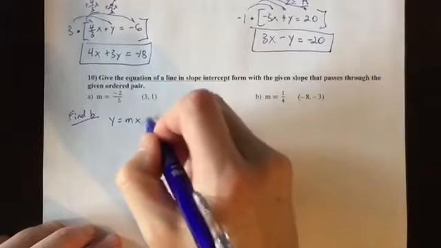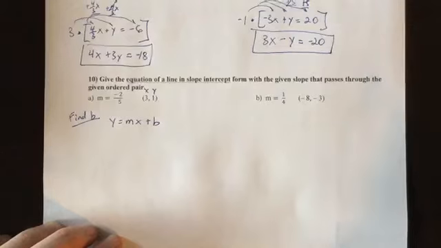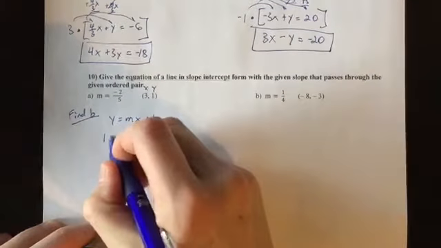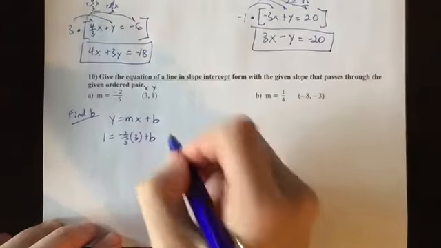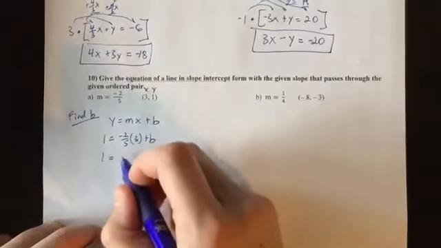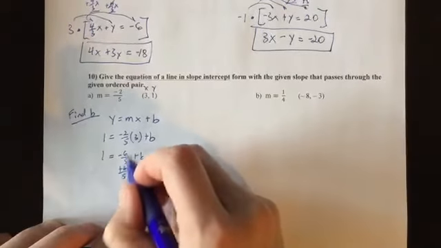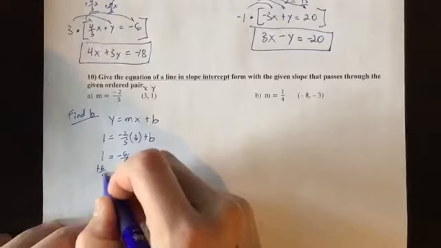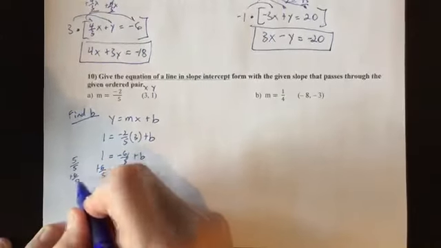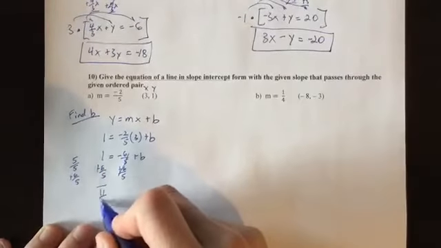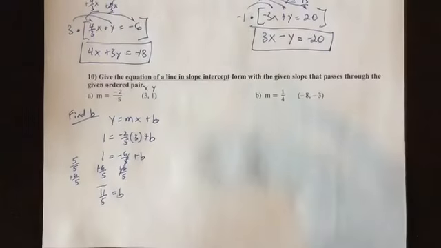So we're going to substitute in to y equals mx plus b. And in the ordered pair, they give us that x and y. So we've got 1 equals negative 2/5 times 3 plus b. And we're going to solve for b. So 1 equals negative 6/5 plus b. We'll add 6/5 to both sides. Add 6/5, right? So if I think about that, that's really 5/5 plus 6/5, which would give us 11/5. So b is equal to 11/5 or 2 1/5.